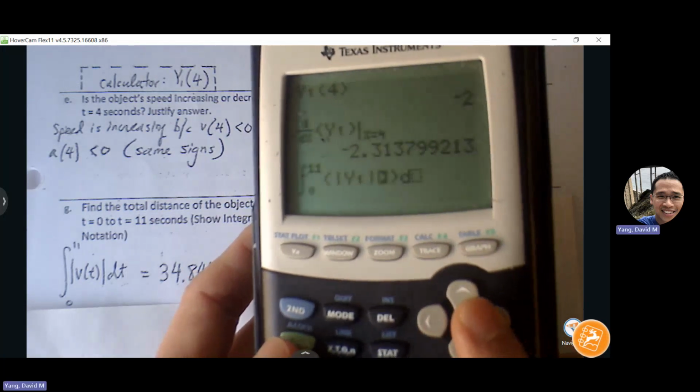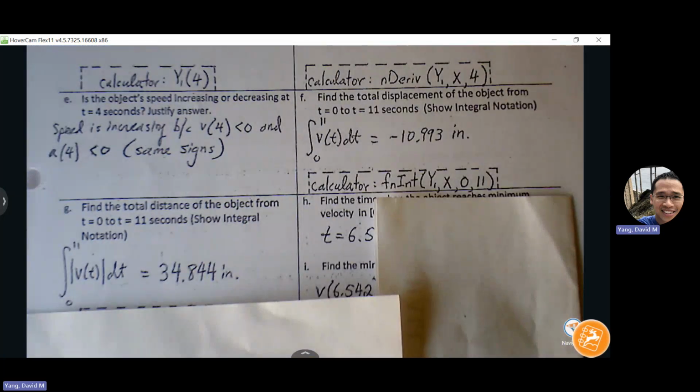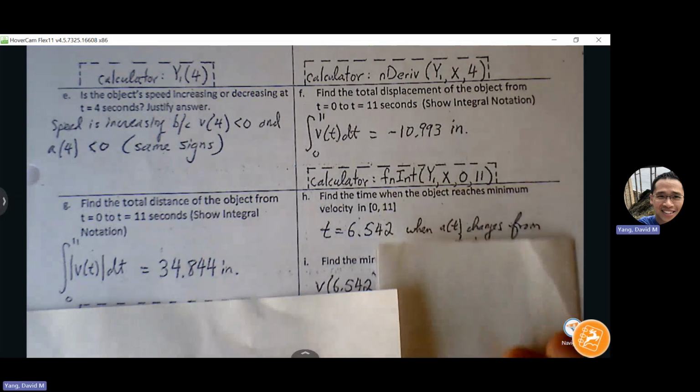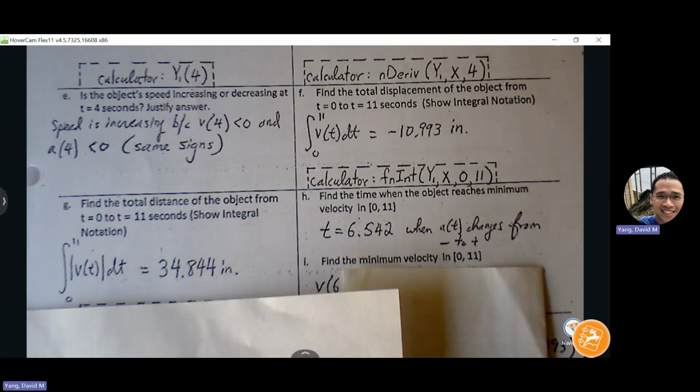Alpha trace. Yes. It may take a second to get there, but eventually you'll show 34.8. Absolute value. I'm sorry? How do you get absolute value? So I'll leave this up on the board. So Math, number, ABS.